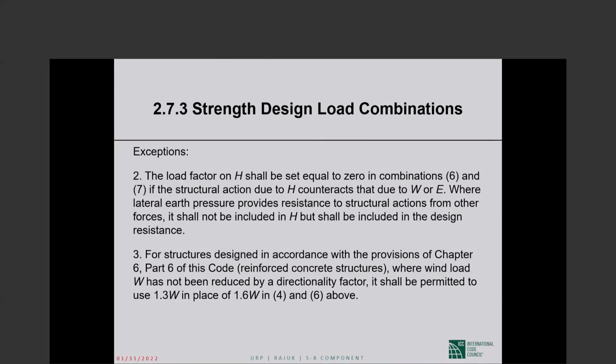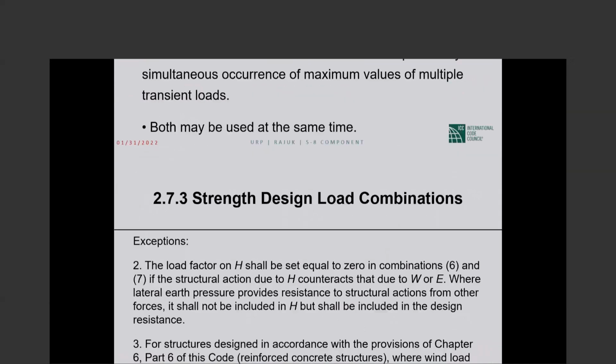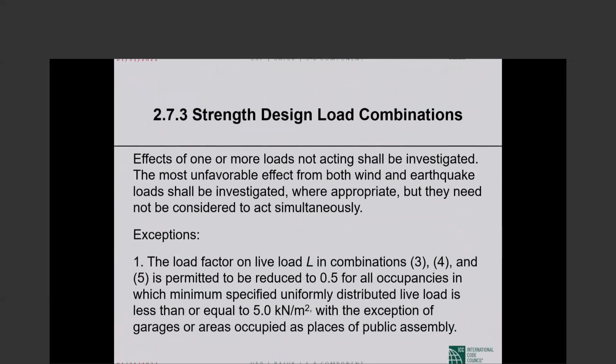The load factor of 1.6 on horizontal earth pressure.